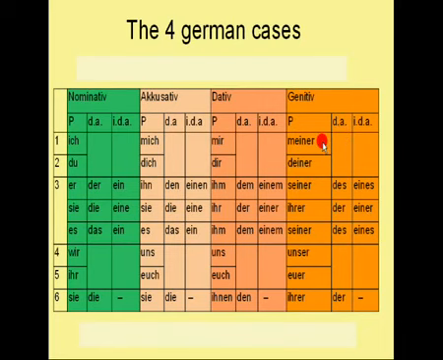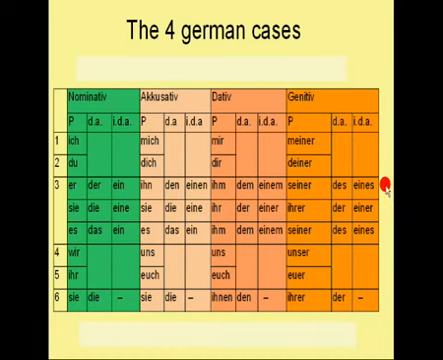For the first person singular, the pronoun is meiner. For the second person singular, the pronoun is deiner. For the third person singular, for male nouns, it is seiner. For female nouns, it is ihre. And for neutral nouns, it is seiner as well, just like for male nouns. For first person plural, the pronoun is unser. For the second person plural, euer. And for the third person plural, it is ihre.